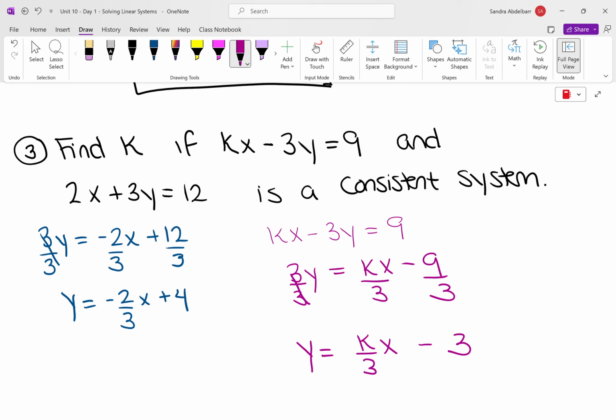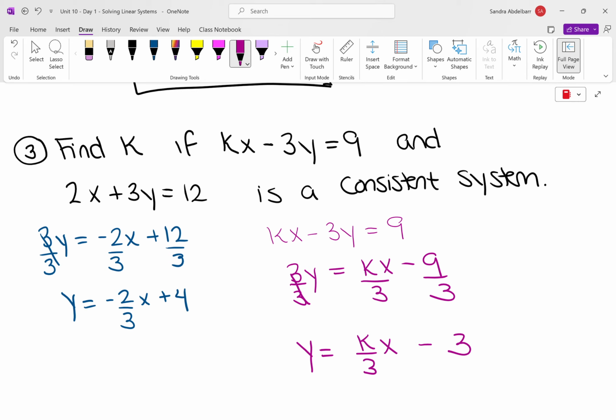So right off the bat, I know that there's no way these are the same line. How do I know this is not the same line? One is negative and the other one's positive. Nope. We don't know what k is yet. We're finding k. They have different y-intercepts, therefore we know that this is not the same line.